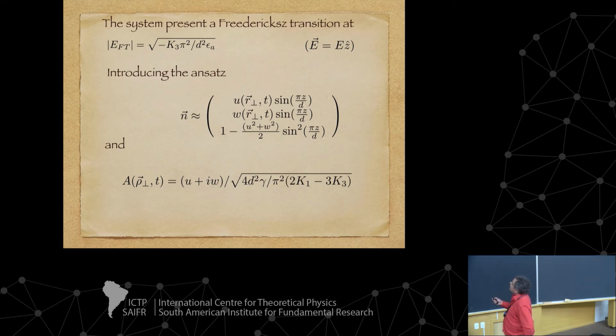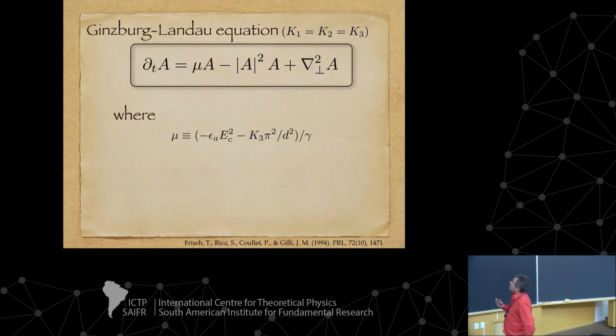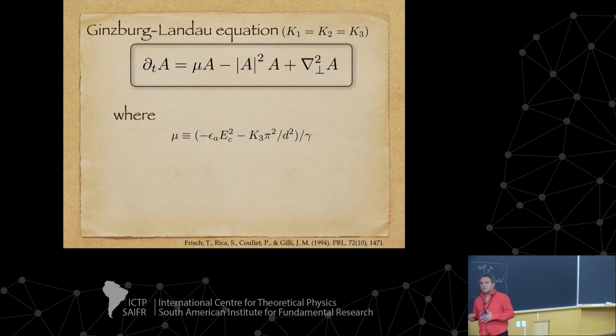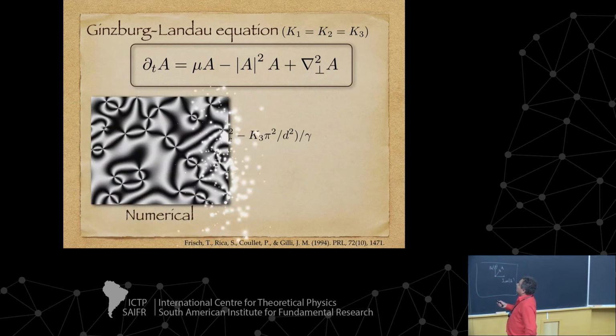And if we assume that all elastic constants are equal, it's possible to introduce this change of variables. If you put it in the equation and apply a solvability condition, you obtain, again, the Ginzburg-Landau equation. So this model describes this system correctly from first principles. And here is, again, the numerical simulation.